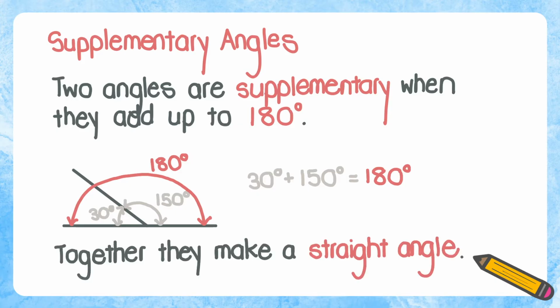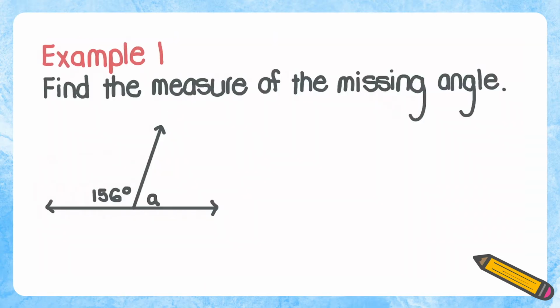Together, these two angles make a straight angle. So supplementary angles create straight angles. Remember, straight angles are angles that are equal to 180 degrees. For the following examples, we will be finding the measure of the missing angle.